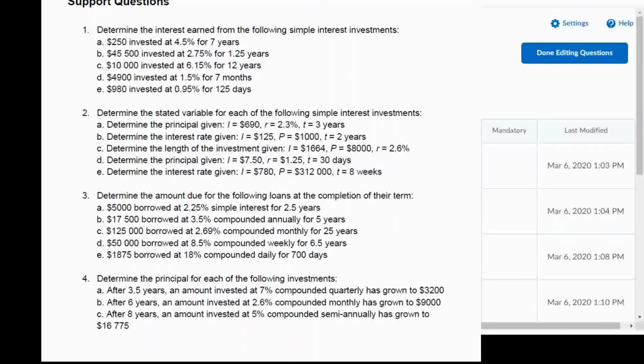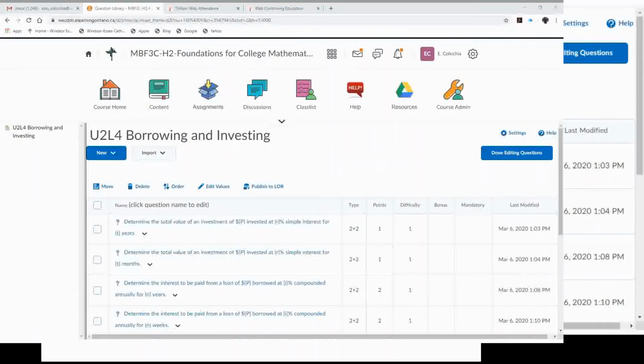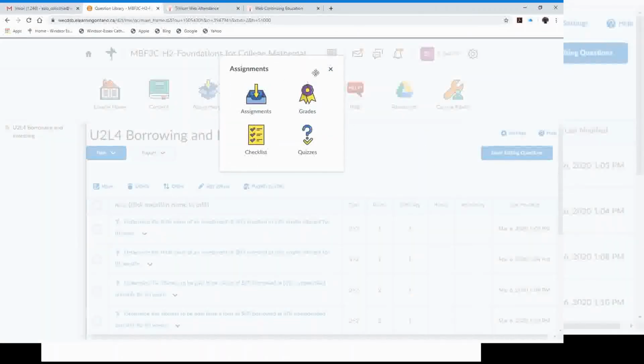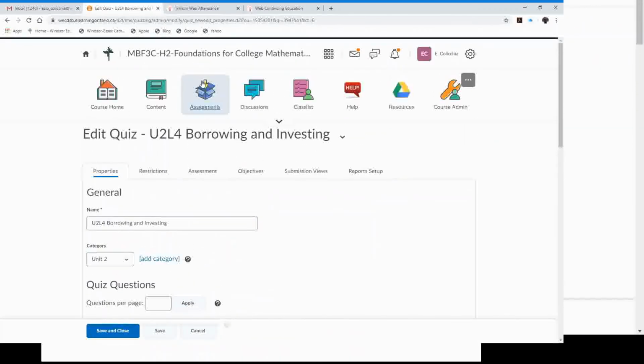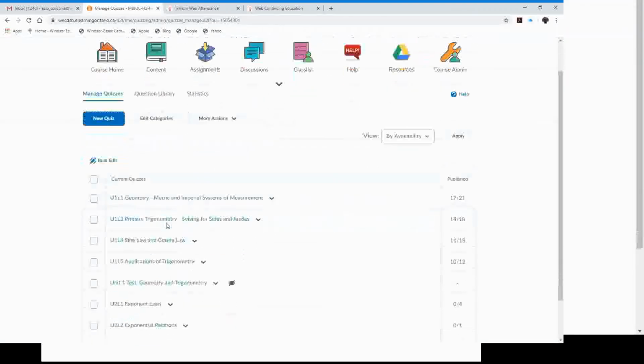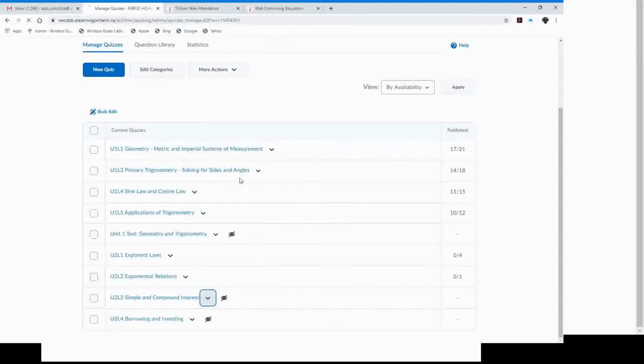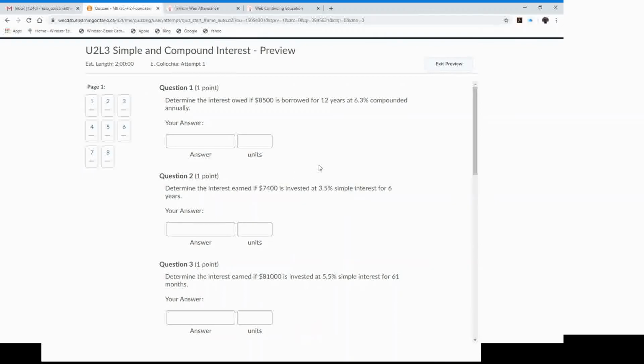So looking at, let me just add my other screen here, window capture. So let's look at what this quiz will look like for this lesson, rather. For our simple and compound interest quiz, you'll have questions just like this here, and the units is always going to be dollars, so just put dollar in for units.